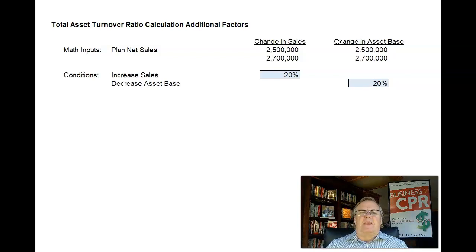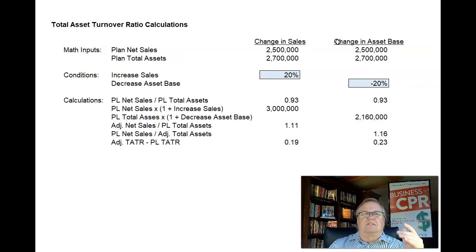So let's look at the impact of either one of these decisions on this mix of sales and assets. If you look at it from a sales perspective, picking up 20% in sales and going from 2.5 to 3 million without changing the asset base is going to take you to $1.11. So you're going to pick up 19 points in your total asset turnover ratio by increasing sales by 20%.